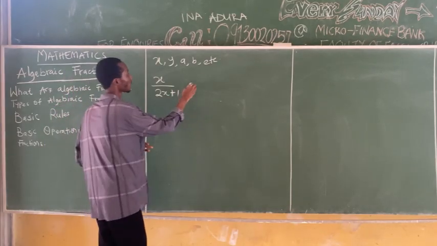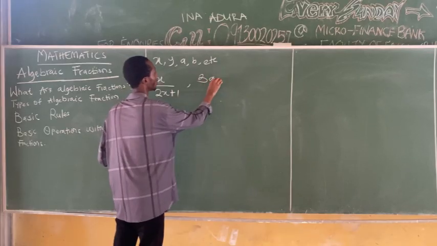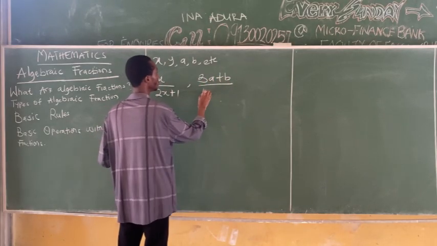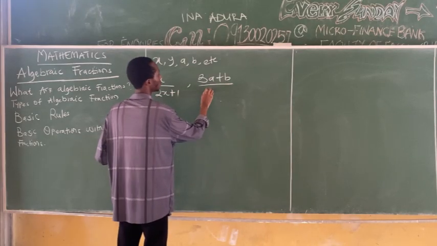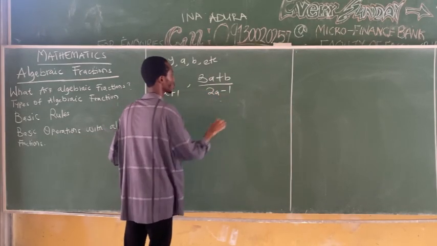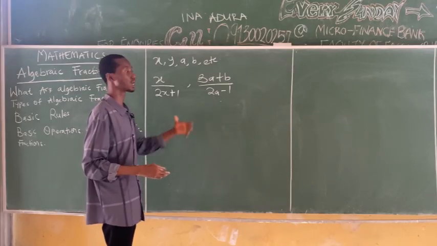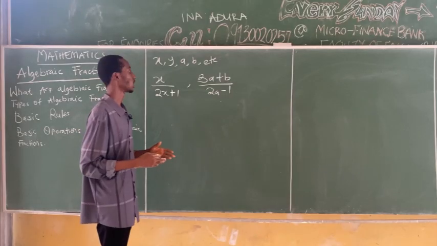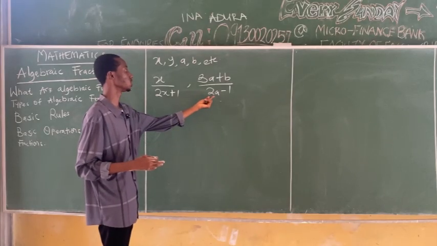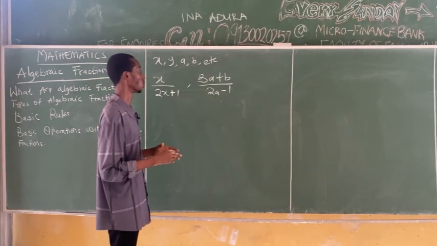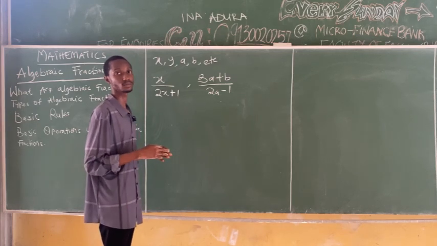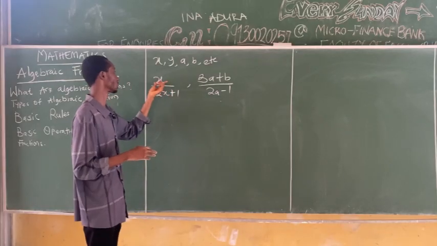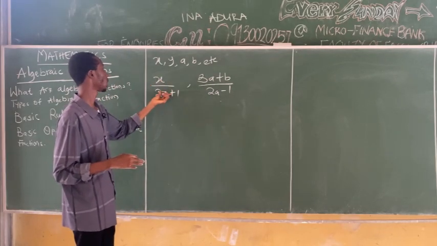We also have another example here. We have 3a plus b all over 2a minus 1. This is another example of an algebraic fraction, where 3a plus b is the numerator having a variable and 2a minus 1 is the denominator having a variable. The variable here is a and b, while here the variable is what? X for the denominator and the numerator.